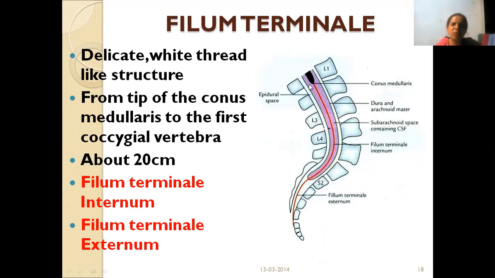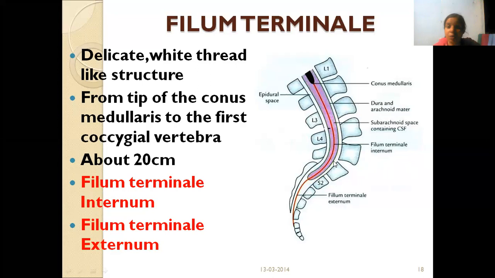It is a delicate white thread-like structure when you see it in the cut spinal cord, which is shown in the red line here. So this cone-shaped terminal end part of the spinal cord is called the conus medullaris. From the tip of the conus medullaris, you find the filum terminale coming. And we see the part of the filum terminale which is covered by dura mater. This violet area is covered by dura mater. This is called the filum terminale internum.